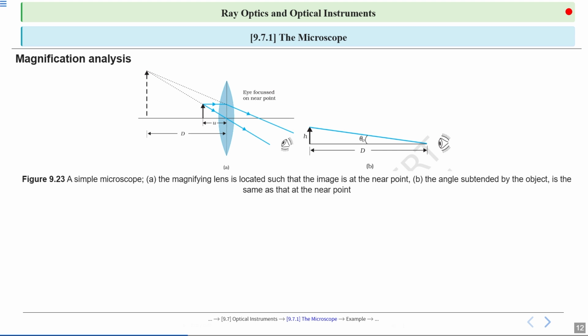So we will take the object to be at least at the near point, and the angle subtended at the eye by the object placed at, or taken to be at, the near point is called the visual angle for the object.